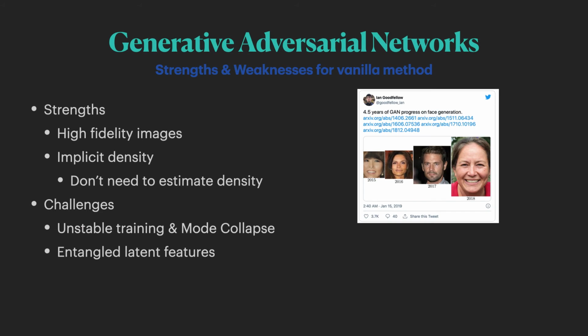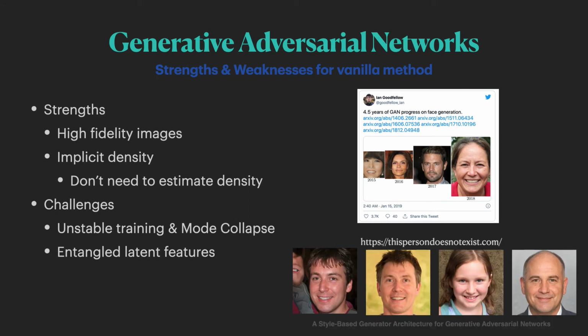The main strength of GANs right from the start was their high fidelity images. There's actually a whole website called This Person Does Not Exist, with images generated by SotA GAN, which is the last big breakthrough in GANs. As an implicit model, they have the flexibility that comes from not having to compute density, but it also comes with a cost, and some works are trying to estimate it. The main challenge is with unstable training and mode collapse, and we will focus mostly on that.